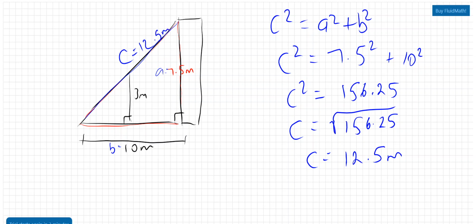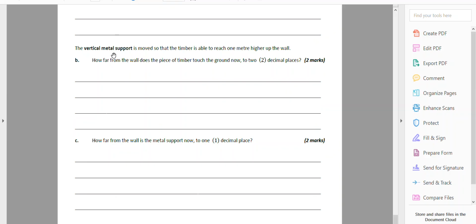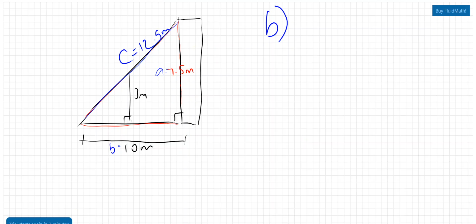Okay, and now I'm going to move on to question B, because I need that 12.5 meters to work out B. So B says the vertical metal support is moved so that the timber is able to reach 1 meter higher up the wall. How far from the wall does the piece of timber touch the ground now? To 2 decimal places. So this is actually tricky, but we've already started it. So for B, we need to redraw a diagram because our timber has moved, which means we have some side lengths that are different now.